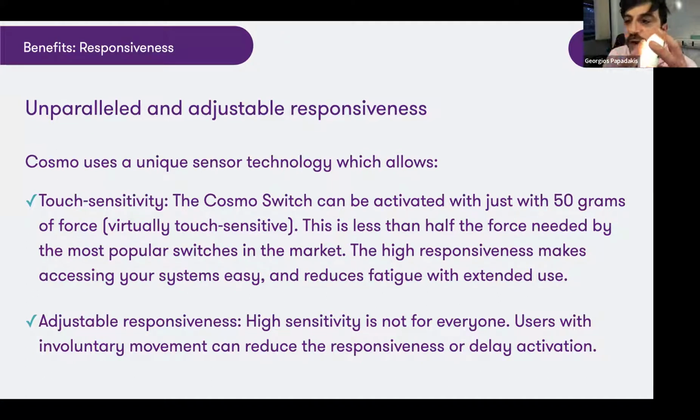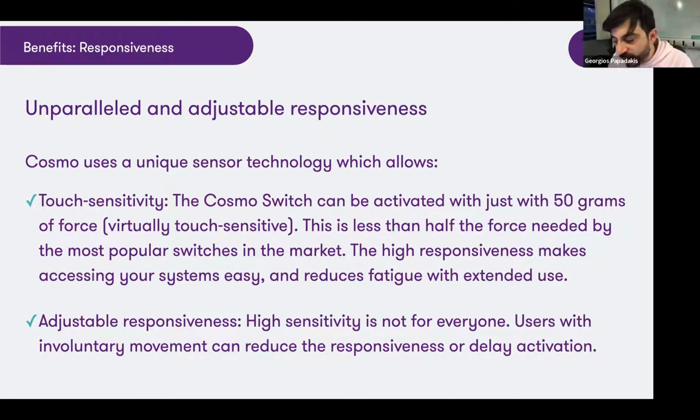Firstly, they are very responsive to touch. Most switch technologies need about 150 grams of force to be activated. Cosmo, you can activate just with 50 grams of force, so it's nearly touch sensitive. This helps people that have spasticity or get tired very quickly with their movement. They can activate the switch easily, and also not have fatigue and tremor or all of these things that can develop when you have people with motor difficulties.